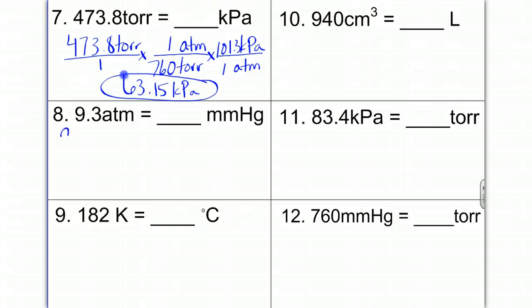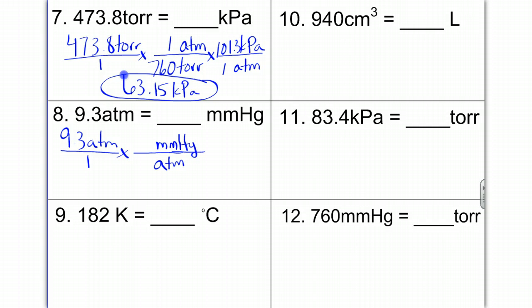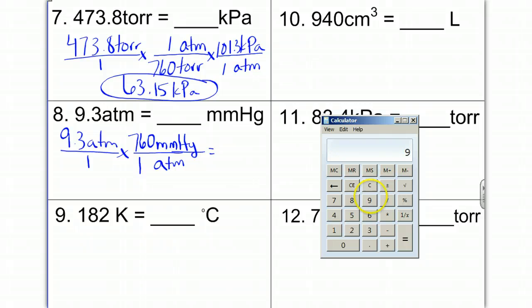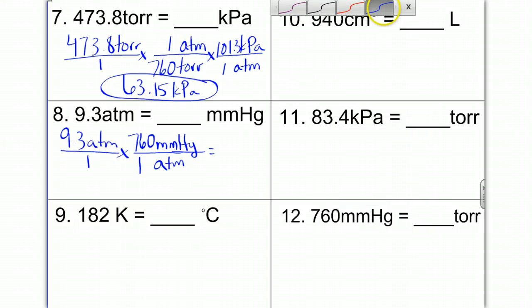Number 8, 9.3 atmospheres over 1. Bring down atmospheres. We're going to go from atmospheres to millimeters of mercury, because we know 1 atmosphere equals 760 millimeters of mercury. So 9.3 times 760 gives us 7068 millimeters of mercury.